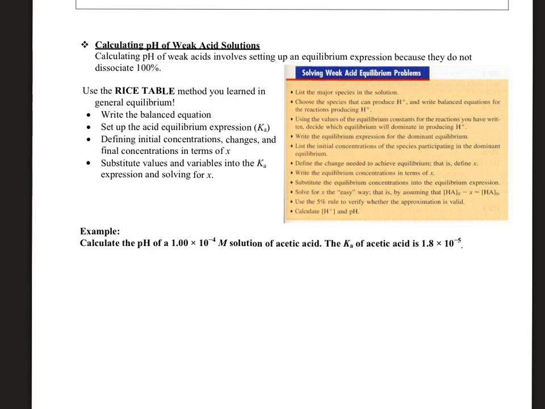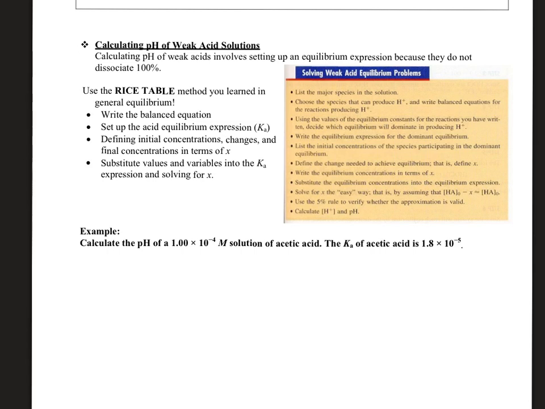Hi, welcome to this video on calculating the pH of weak acids. So this is going to be a little different. There's a little more involved to a weak acid than when we calculate a strong acid or a strong base. So we're going to focus mostly on the equilibrium portion of it because that's really the big difference.